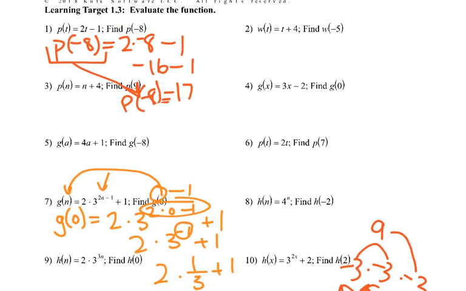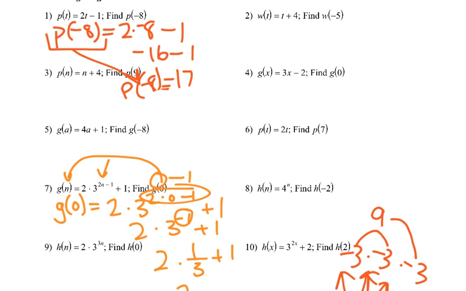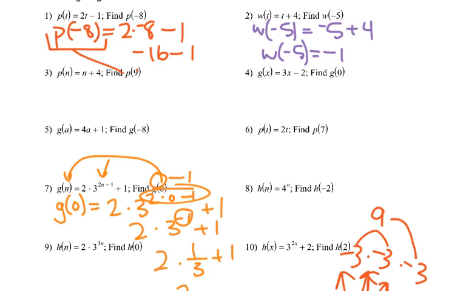Alright. So let's attack these. So w of negative 5 would equal negative 5 plus 4. Negative 5 plus 4 is negative 1. So w of negative 5 equals negative 1. Again, we don't touch this side once we've started. Okay, this one, clear a little space. We'd have p of 9 equals 9 plus 4. 9 plus 4 we know is 13, so p of 9 equals 13.